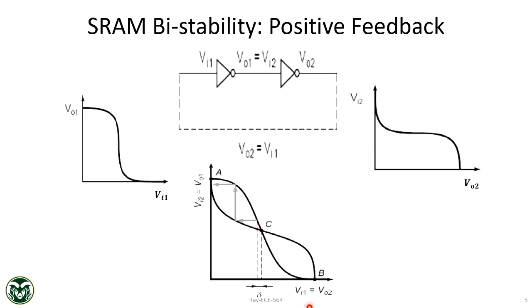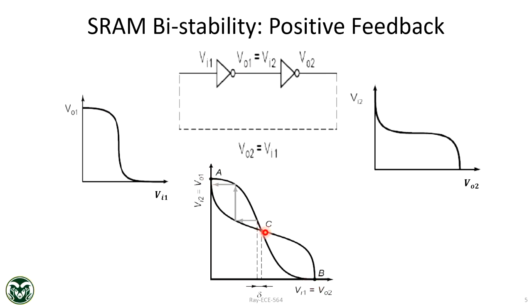Because these two curves have to intersect. Otherwise, there is no solution, right? Because these are the same device, and this is the back-to-back inverter. So you will be either at A, where one inverter's output is 1, this point is 1, this point is 0, right? So output is 0. So this is a stable point. So B is also another stable point.